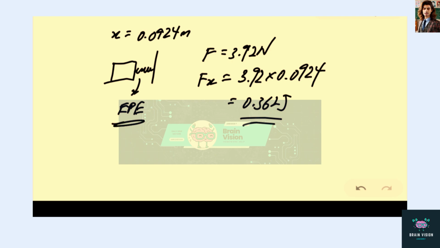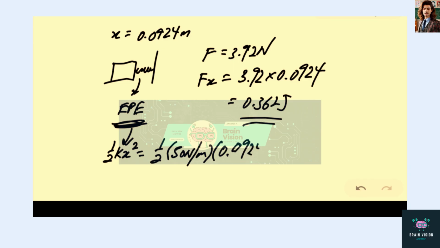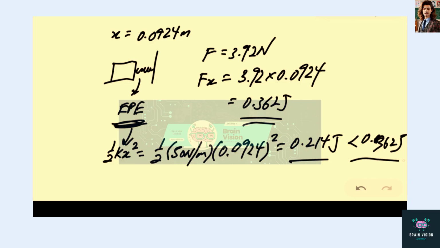But the amount of elastic potential energy that is stored over here, which is half k x squared, is equal to half times k, the spring constant, which is given as 50 newtons per meter, times x squared, 0.0924 squared. So this is only 0.214 joules, which is less than 0.362 joules. And because it's less than the amount of energy required, it cannot push the object back to the original position at x equals 0.